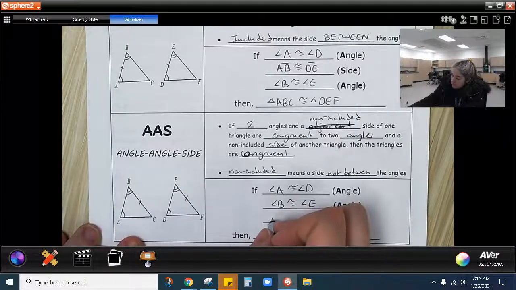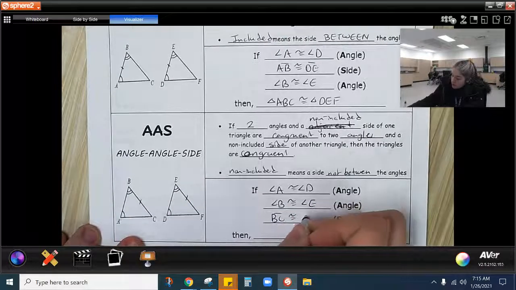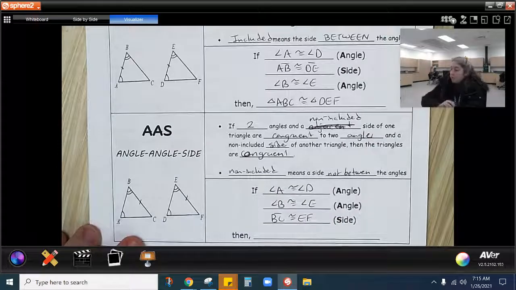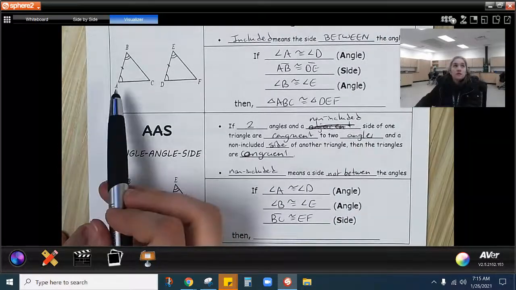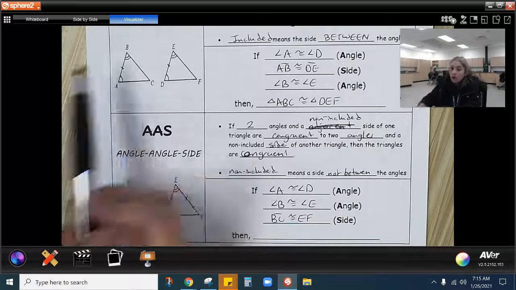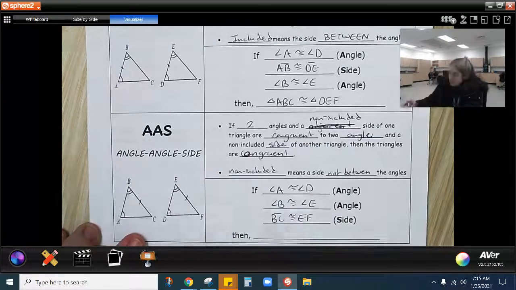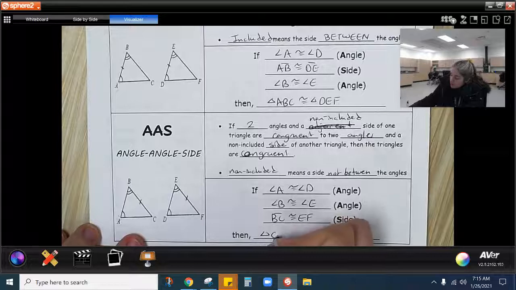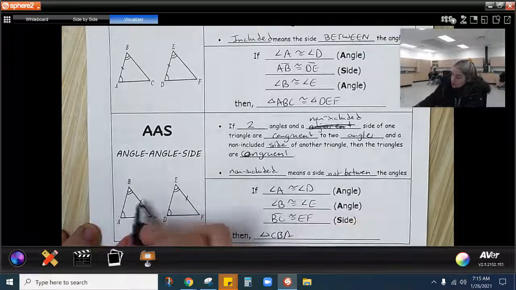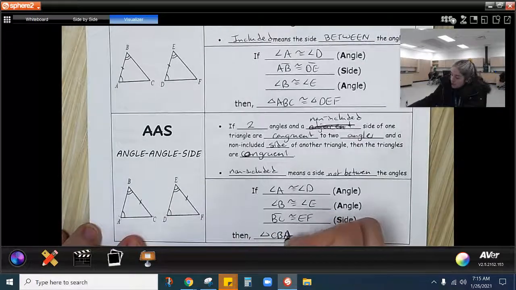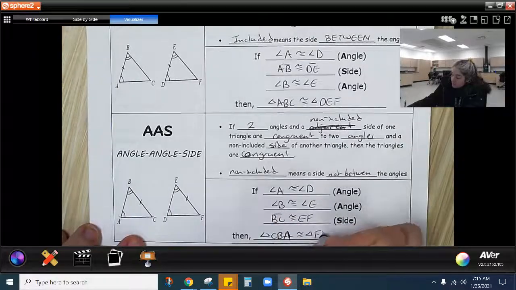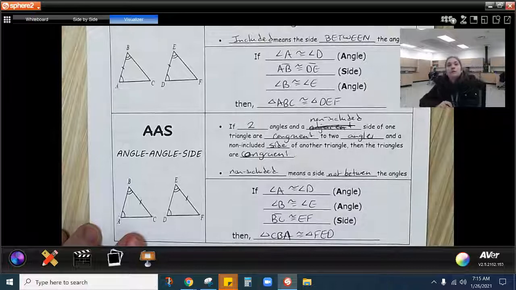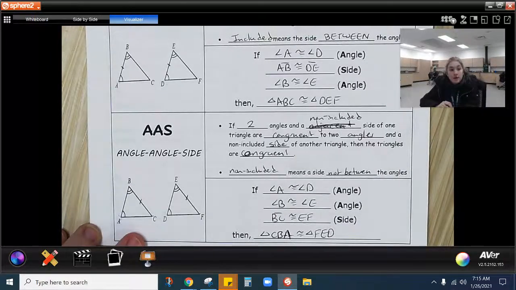And then BC is congruent to EF. All right, so it goes angle, angle, side, whereas this one up here was angle, side, angle. So those are different. In this case, let's actually do CBA for our triangle, CBA. And when we match that up, we get that it's congruent to triangle FED. All right, so two new ways, angle, side, angle and angle, angle, side.